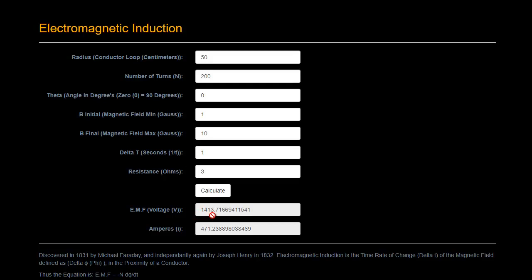So 1413 volts from 14. By increasing the radius by a factor of 10, we've increased the EMF, the voltage, by a factor of 100, from 14 to 1400. It's huge, it's horrendous. Something to really truly think about, people.